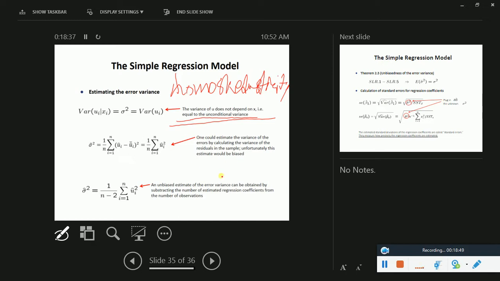And one could estimate the variance of the errors by calculating the variance of the residual in the sample, okay? Unfortunately, this estimate would be biased. So that's the problem when you are estimating the variance by calculating the variance of the residual in the sample. The sample residual means the part that is not explained, the unexplained part, and the explained part is actually the explanatory variables, right? If you guys attended the last class, or you can watch my video that's uploaded, I have recorded that session in the previous class. You will have a clear idea.